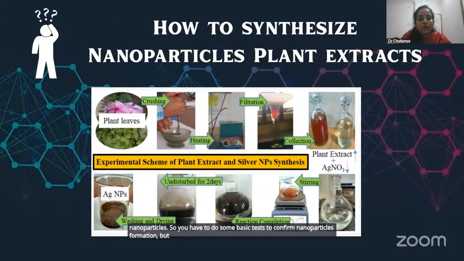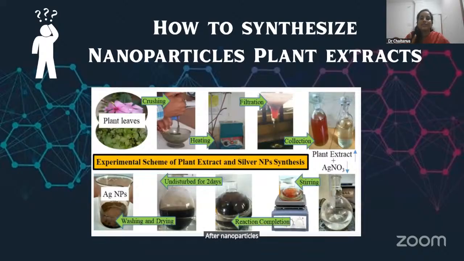But physically, by looking at the color, see, in the starting the plant extract color was light orange in color, right? After nanoparticle formation, you can see there is a black coloration or dark brown color.